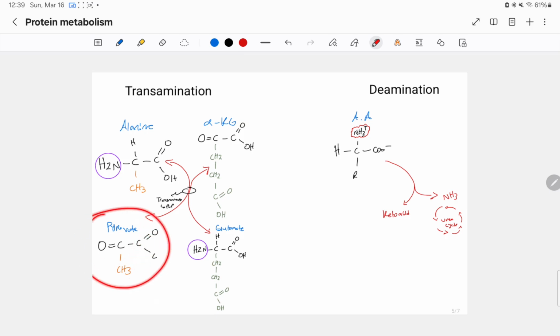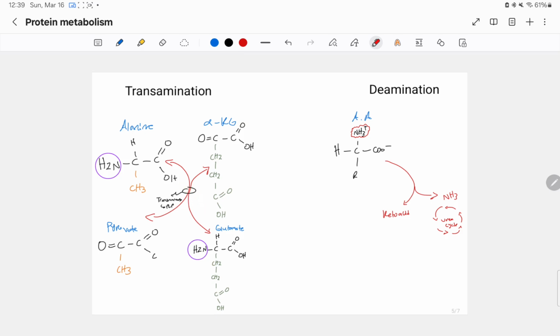But why is this kind of important right now? Pyruvate is another alpha keto acid, which means I can actually reverse this reaction. I can take the glutamate and then take the pyruvate and make alanine. So this is a transamination reaction. It's actually very, very commonly occurring in the body.